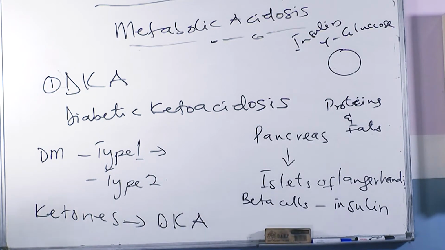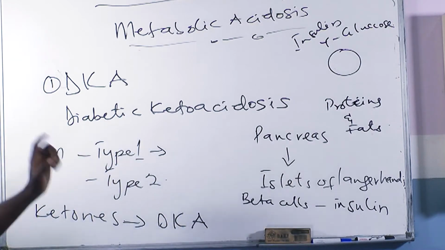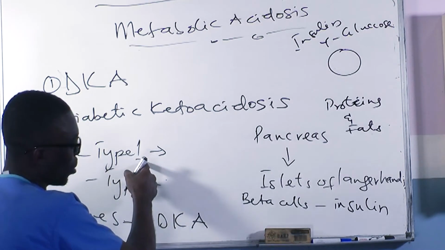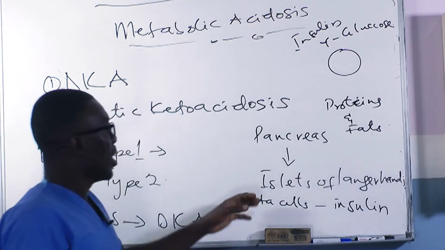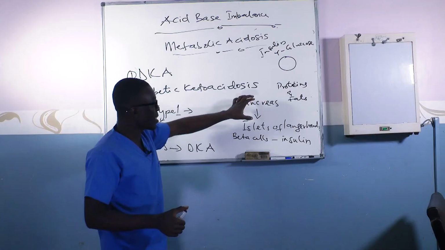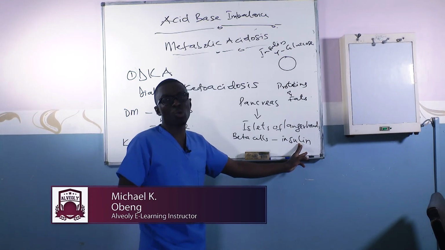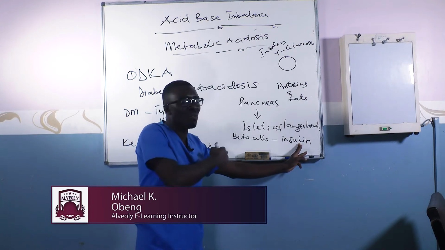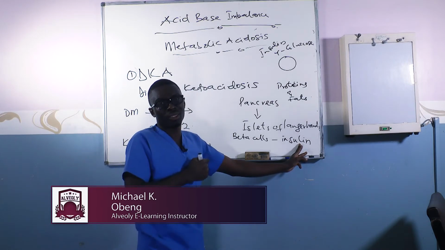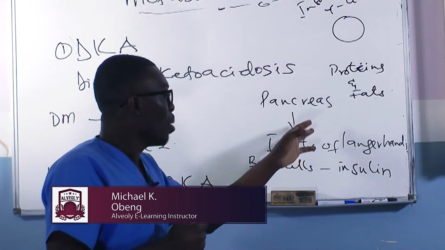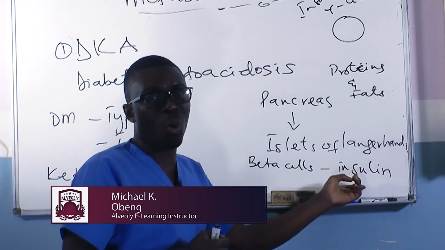So basically, this is what happens in DKA. I'm saying that DKA mostly occurs in type 1. Okay. Then the reason why is that in type 1, there is a problem with this pancreas to an extent that there is no insulin production, or the insulin production is so small or so minute that we have to give the person a replacement of insulin, a subcut or an insulin injection.